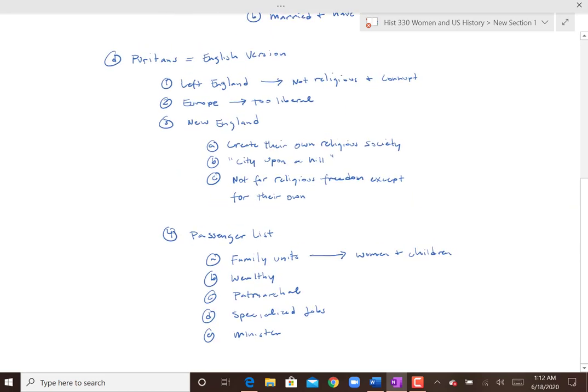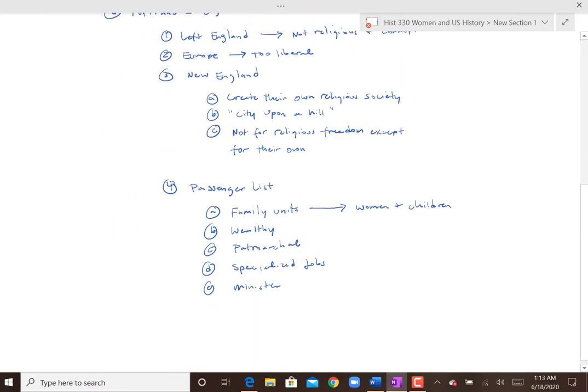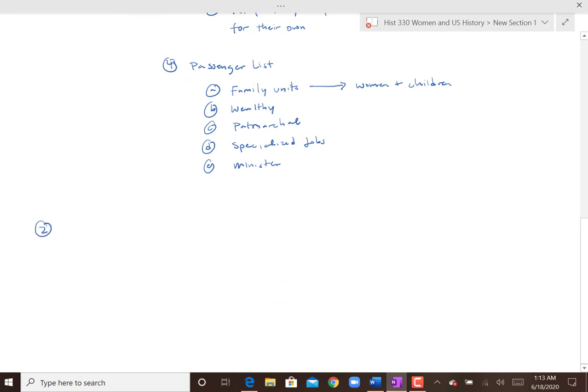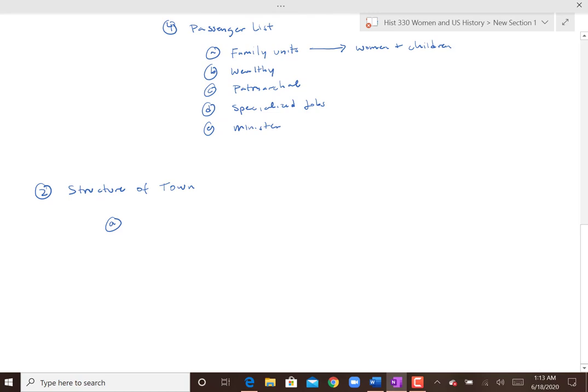Okay, so structure of their towns. They set up their towns very different than the plantation style farming that emerges in the Chesapeake area. And there's a couple of reasons for this. One is that New England was not as conducive for large plantations, which was intentional. They didn't need that. They didn't want that. That wasn't their plan. The other reason being that wasn't their main economy. Their main economy was trade.